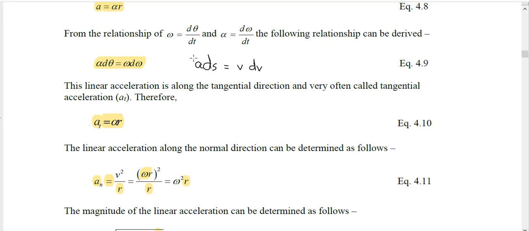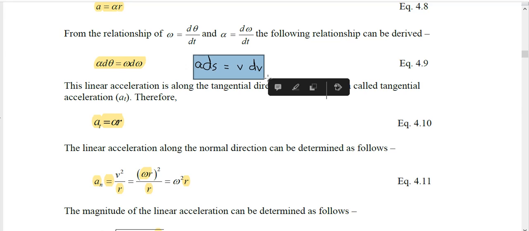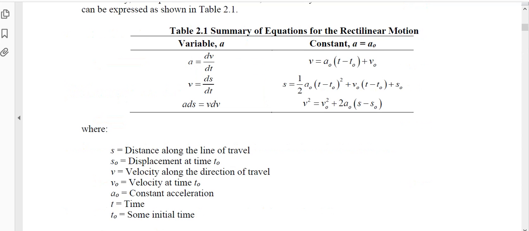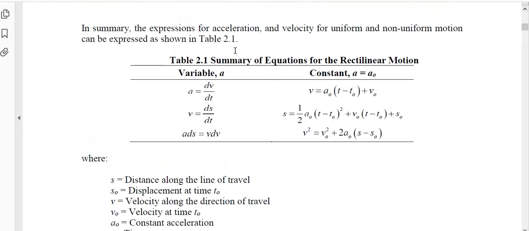So for linear, we saw this equation in kinematics of particles. If I open that handout, it is from another chapter, table 2.1, chapter 2. In that chapter we saw for linear motion, a ds equals v dv. A means acceleration, ds means displacement, v means velocity, dv means differential velocity. So we saw that equation.